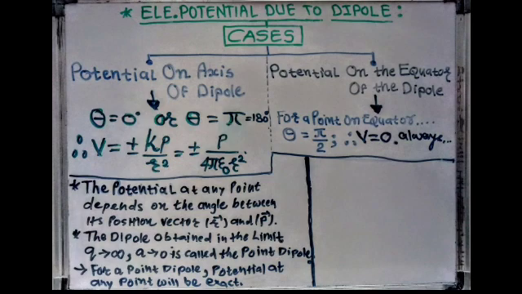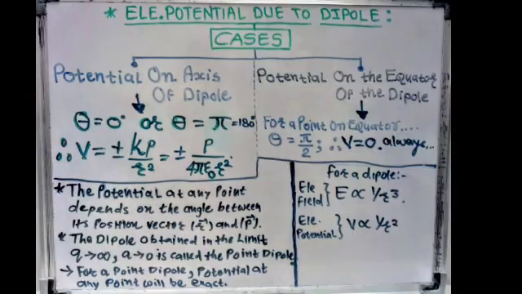The dipole obtained in the limit q tends to infinity, a tends to 0, is called the point dipole. So for a point dipole, potential at any point will be exact. For a dipole, electric field E is directly proportional to 1 upon R cube, whereas electric potential V is proportional to 1 upon R square. So for the point dipole, we get the exact value of the electric potential, but for a general dipole we are not getting the exact value.